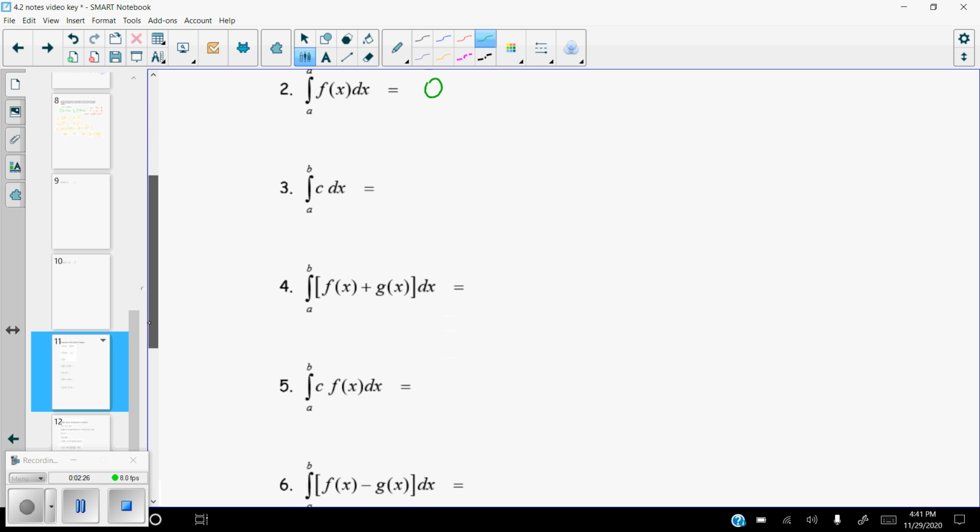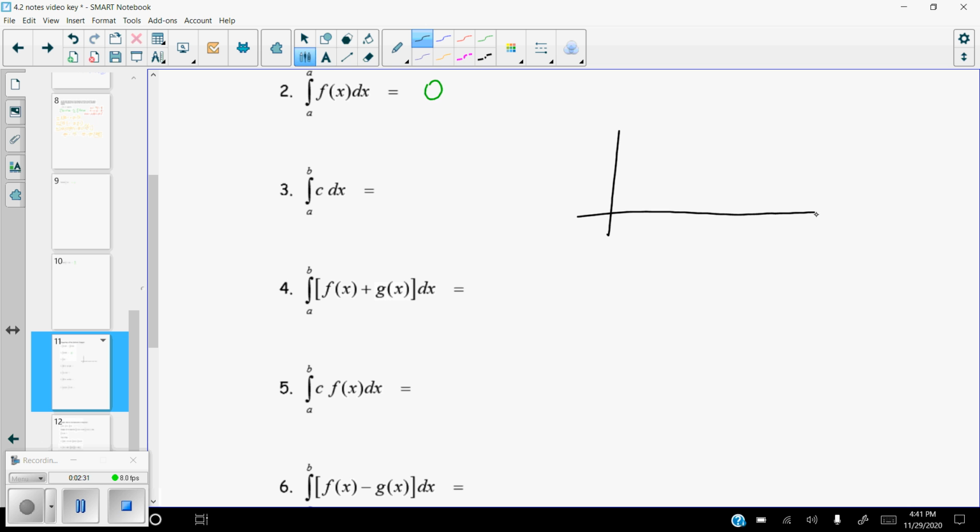Okay, and the third one, we're going to do a little sketch. Because what it says is the function is c, which is a constant. So if I were to draw a constant horizontal line at c, then we're supposed to take the integral from some points a to b. Well, if I do that, remember that the integral is the area between the curve and the x-axis. So really what we're looking at is that area right there. Well, that's just the area of a rectangle. The area of a rectangle is base times height.